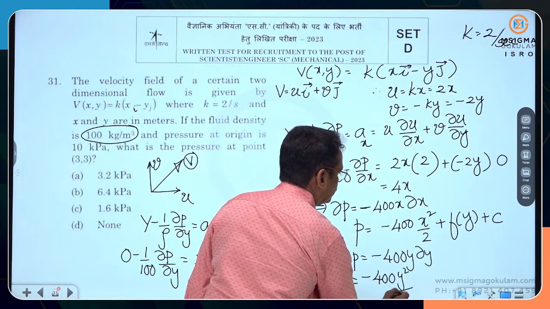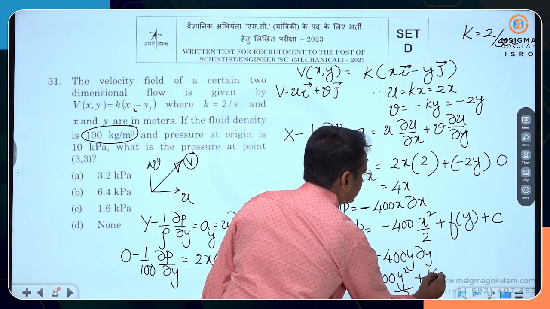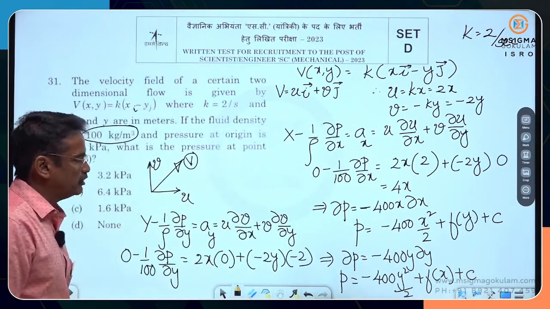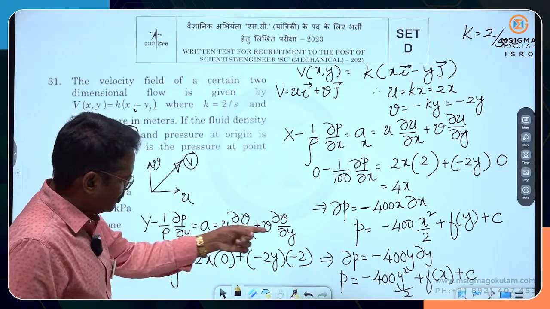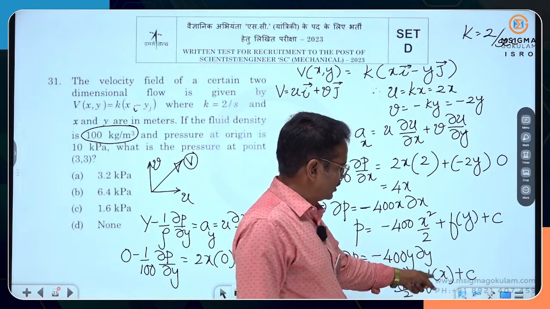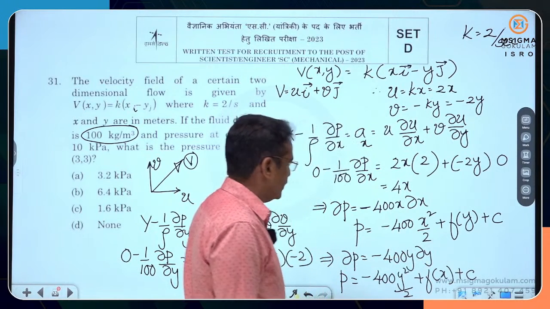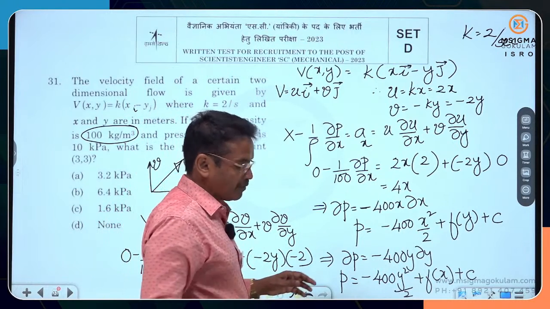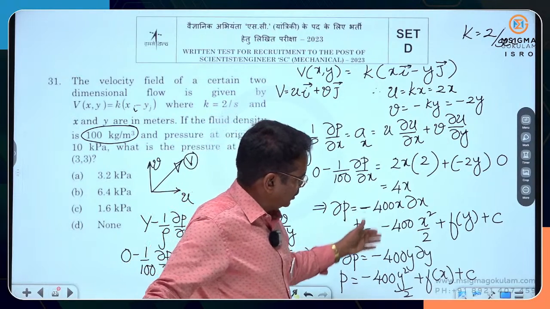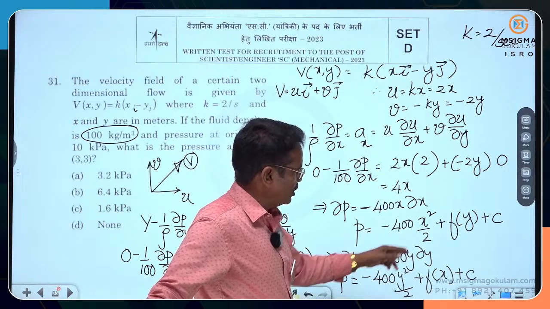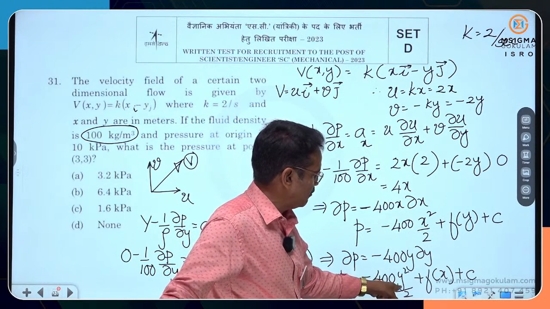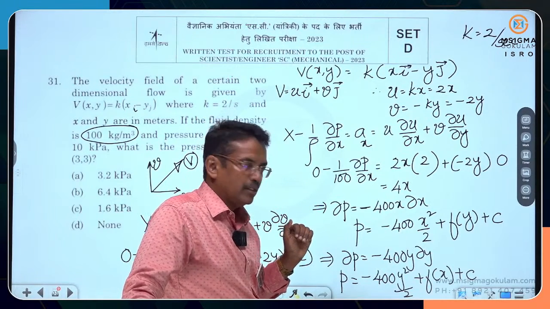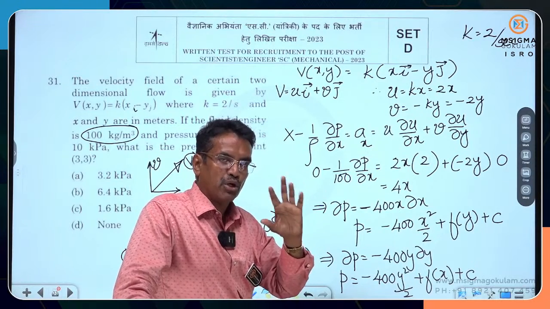y square by 2 plus f of x, because we are integrating with respect to y, we have to take the x as a constant. That is why f of x is coming. C is a constant of integration. So from this we can notice that by comparing these two, we can easily notice that this f of y will be minus 400 y square by 2, because the pressure at a point is the same in all the directions. So pressure is a given function of x and y.